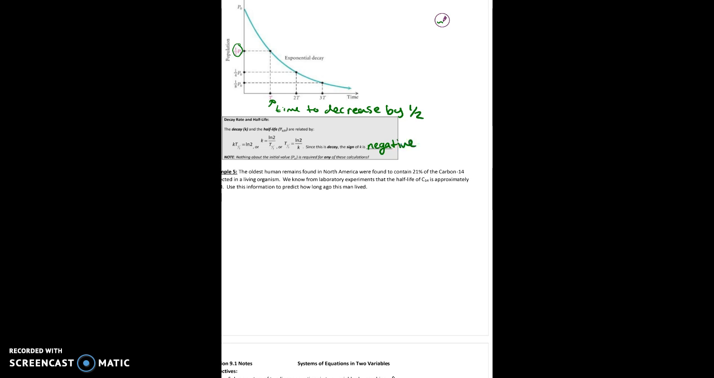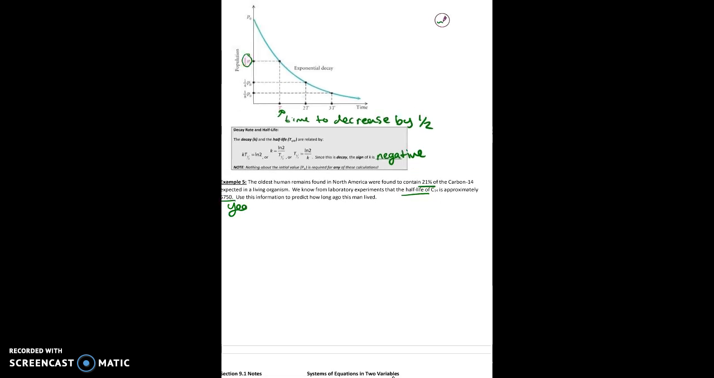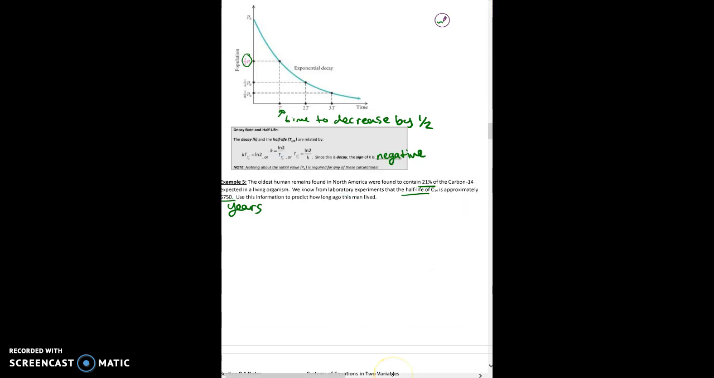So, example 5 says the oldest human remains found in North America contain 21% of the carbon-14 expected in a living organism. We know from laboratory experiments that the half-life of C14, or carbon-14, is approximately 5,750, and that's years. I forgot that part. Use this information to predict how long ago this man lived. So, in order to do that, we are going to have to use one of these half-life formulas here.